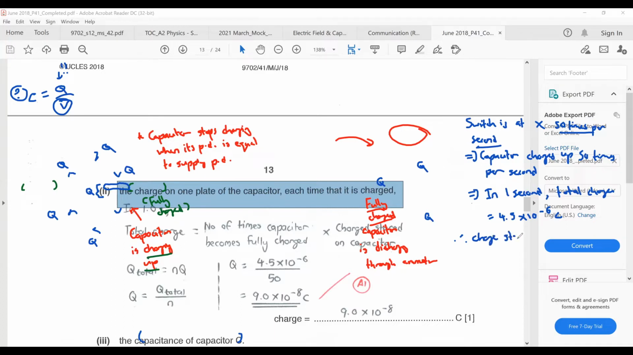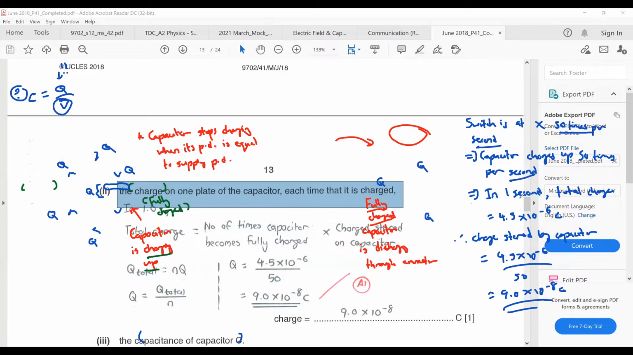charge stored by capacitor, it will be 4.5 times 10 power minus 6 divided by 50, giving you 9.0 times 10 power minus 8 coulomb. Okay, because you know that when your switch is at position X 50 times per second, that means your capacitor will charge 50 times per second.